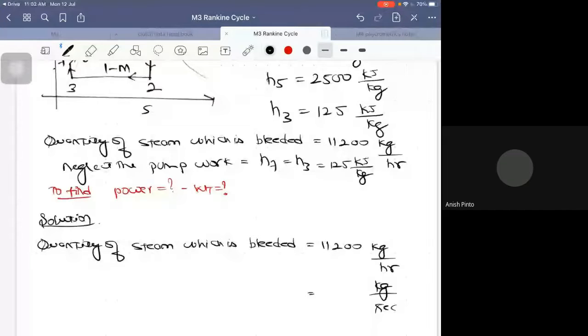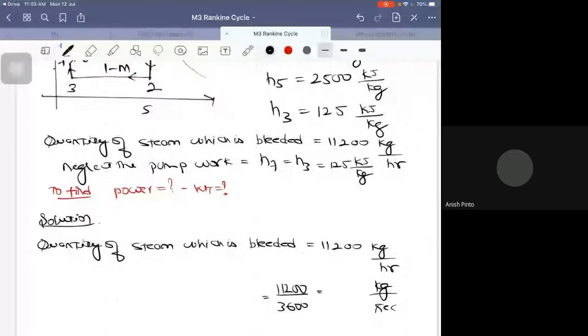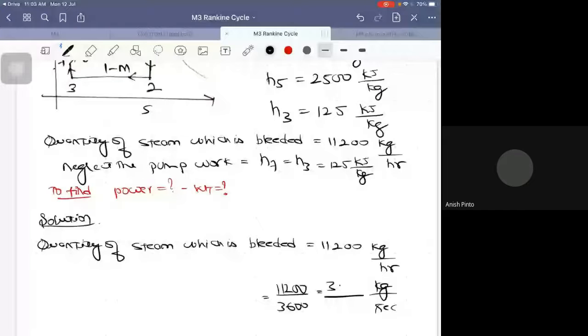Divided by... Anyone? 3600. So please do that. Can I have the value in kg per second? 3.11. Fine. 3.11.